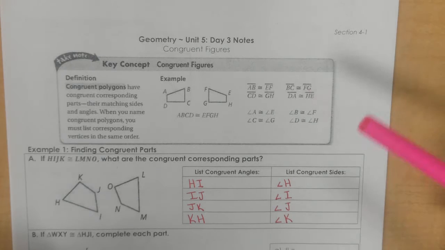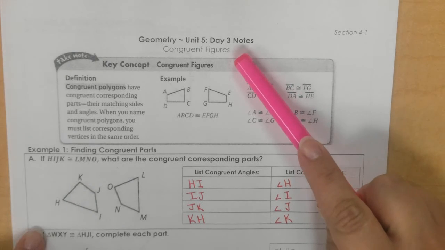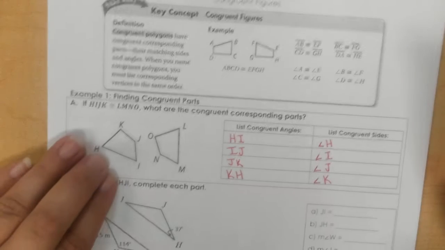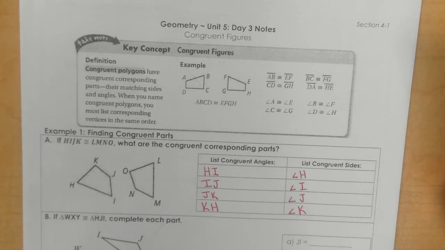For Unit 5, Day 3 notes is talking about congruent figures. For our purposes, figures could be just our shapes, different shapes. We're not going to always talk about triangles for this lesson. We could talk about quadrilaterals, which are four-sided shapes. We could talk about triangles, pentagons, hexagons, any shapes that we have dealt with in the past or will deal with in the future, we can talk about in Day 3.